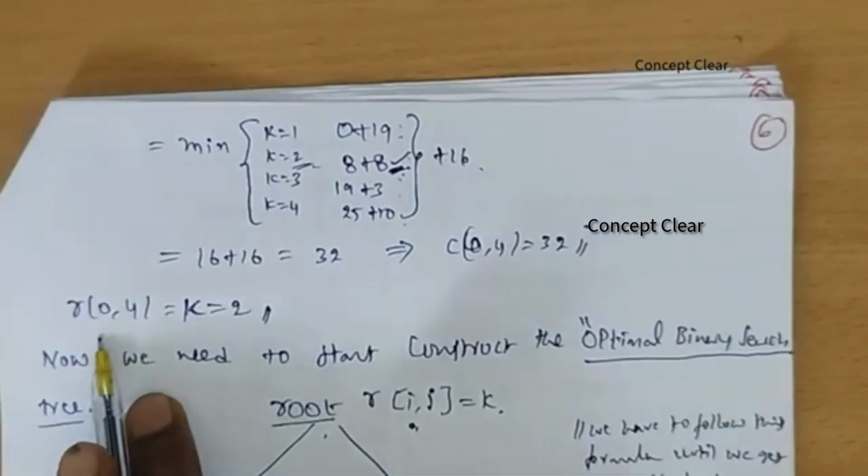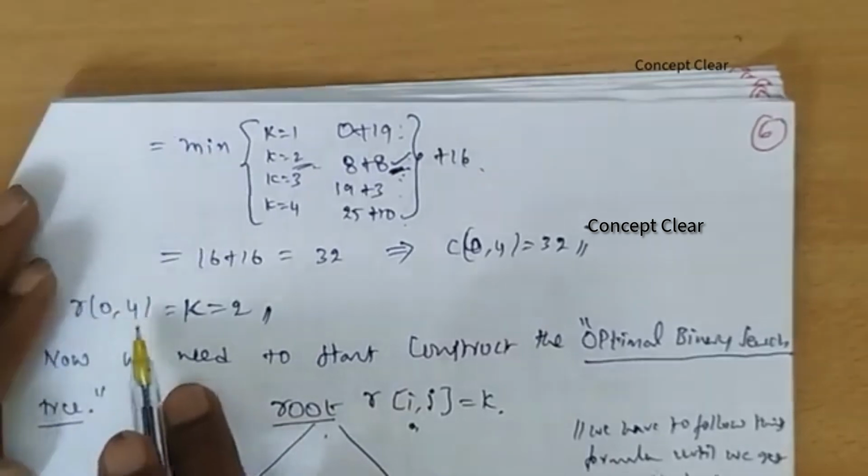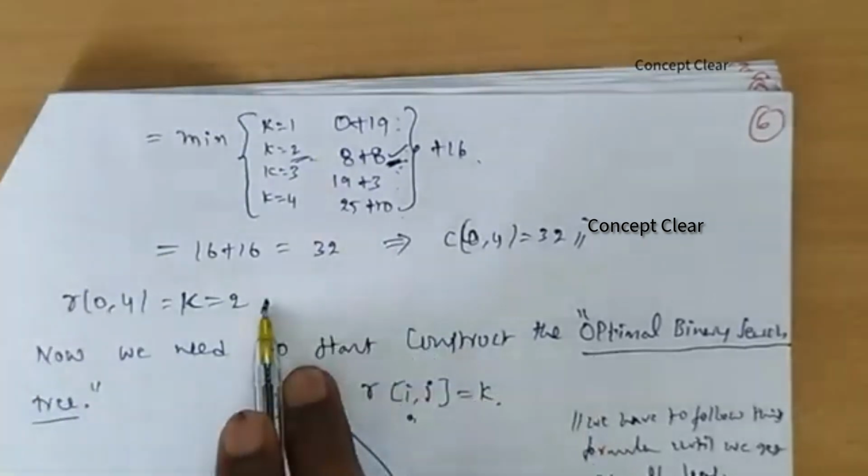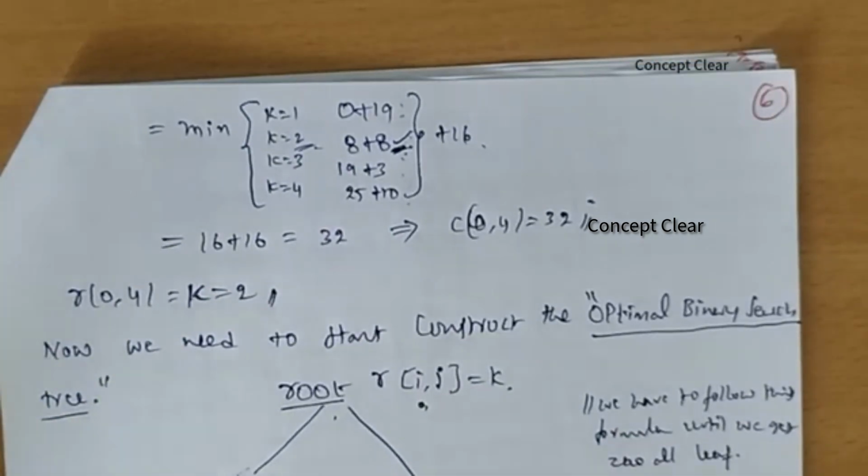And what about R value? R of I comma j, I comma j means 0 comma 4. That equals K. What is the K value here? We consider 2. So here also K equals 2. Now we have completed all the terms.